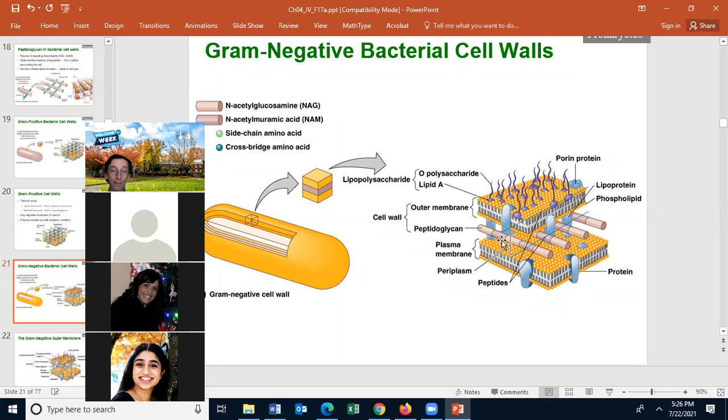Okay? Also in the cell wall of the gram-negative cell, we have a lipid bilayer on the outside of the cell wall. Let me blow that up a little. Well, actually, my next slide's bigger.